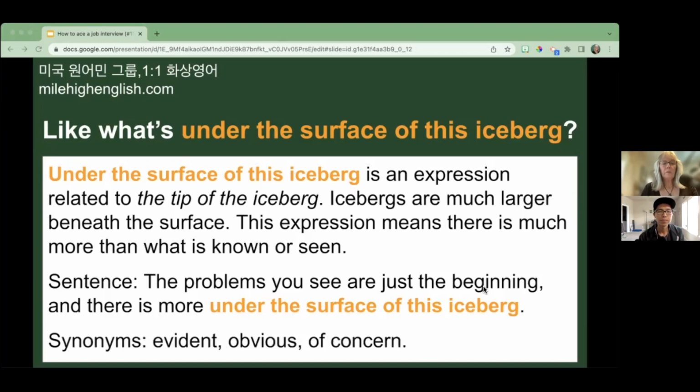Some synonyms, maybe you could say evident or obvious, of concern. So like, what's of concern? Because I see this, but what's going on here? Okay. Having nothing to do with how cold it is or isn't. We think iceberg, oh, brr, it's cold. Nah, not in this situation.